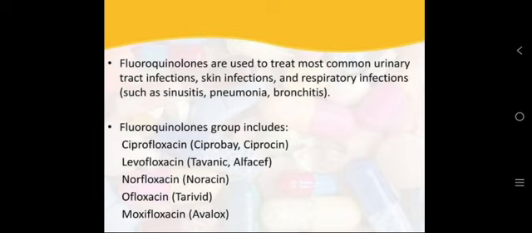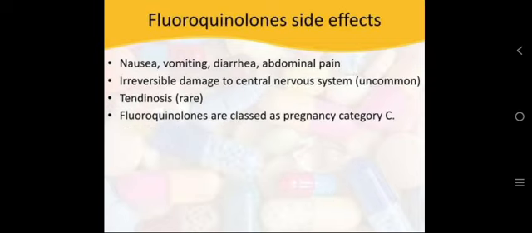Fluoroquinolones are used to treat the most common urinary tract infections, skin infections, and respiratory infections, etc. The fluoroquinolone group includes ciprofloxacin, levofloxacin, norfloxacin, ofloxacin, etc. The side effects which occur with the administration of fluoroquinolones are nausea, vomiting, diarrhea, abdominal pain, etc. Irreversible damage to the central nervous system. These are the common side effects of fluoroquinolone administration. And the fluoroquinolones are classed as pregnancy category C drugs.